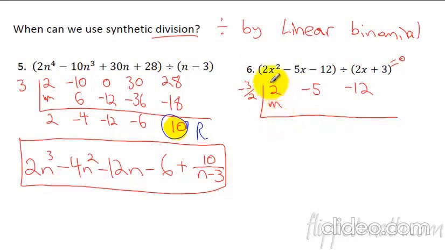2 comes down. You get a 2. Now here's what we do next. You're going to multiply it by -3 halves. What I would do is divide by 2 first, multiply by -3. So take 2, divide by 2, you get 1. Times it by -3, you get -3. Add straight down, -8.